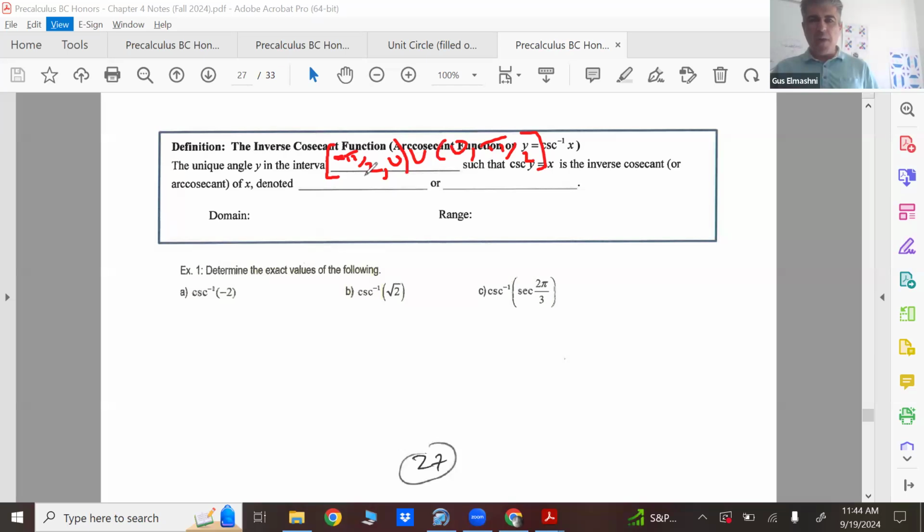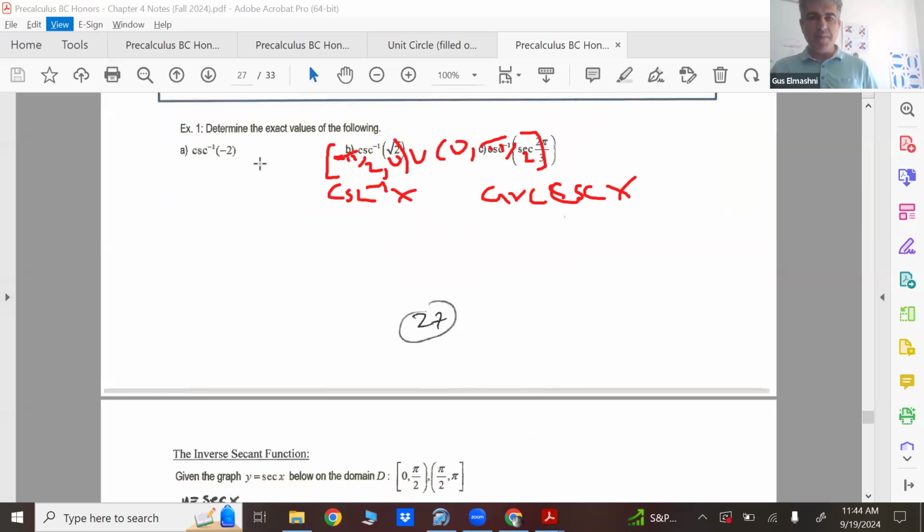I know it's denoted by cosecant. I'm not sure, but I think you could write it like this, actually, the more I think about it. You could do an arc cosecant also. That's a possibility. Okay, so let's now do these examples.